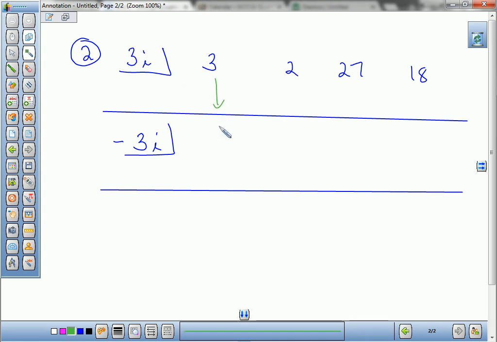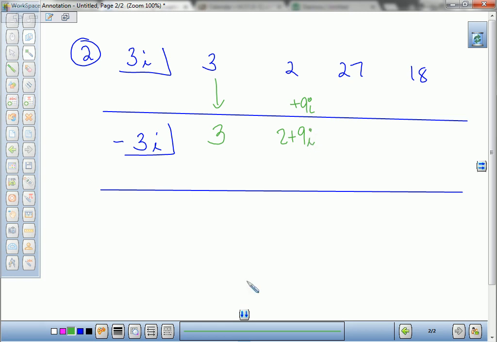You always bring down the first one. And then we're going to multiply. So 3 times 3i is 9i. And then we're going to add. So we can't really put them together. We just get 2 plus 9i.